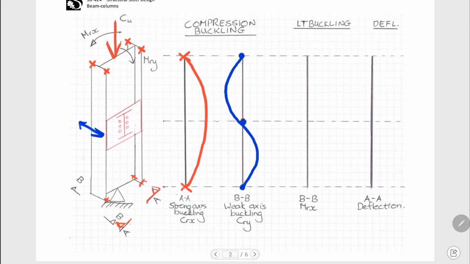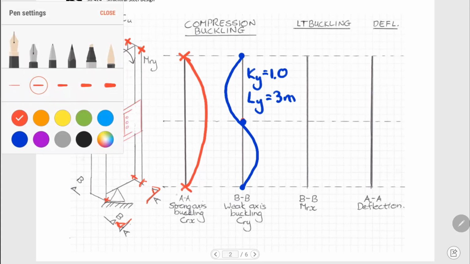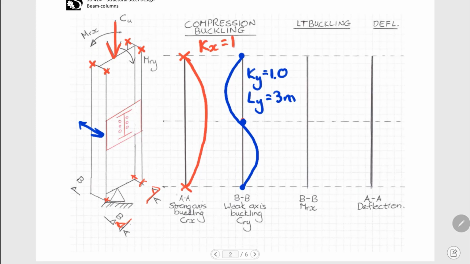So what you will find here is that our KY is 1, and our LY is 3 meters. But then when it comes to our effective length about X, our KX is also 1, because we're not accounting for any fixities at the end. And you'll see that we are required to use 1 for this case. Our LX is 6 meters, our LY is 3 meters for compression buckling, when the entire section can move.